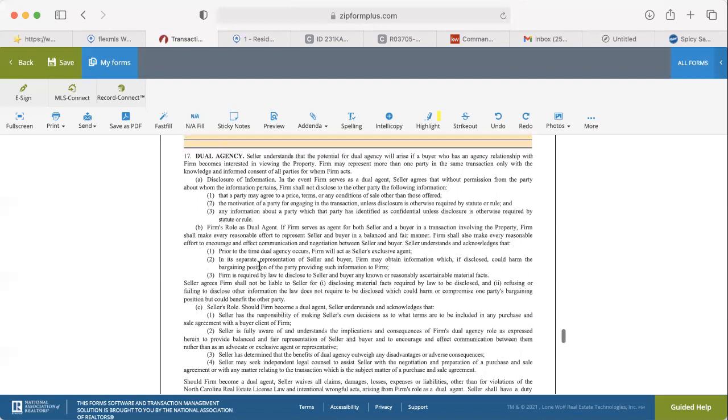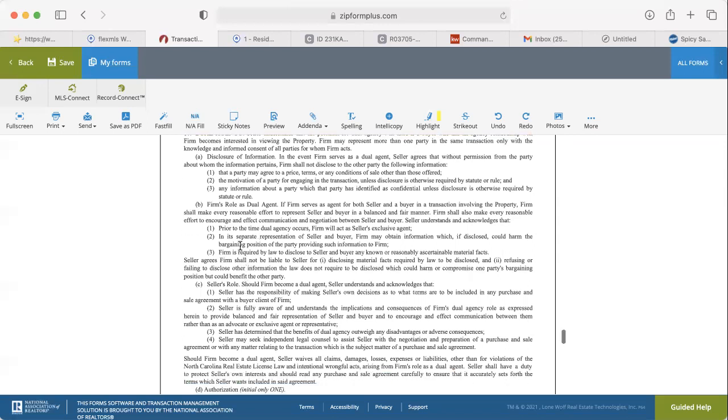Then 17 talks about dual agency. So dual agency means that the buyer's agent and the seller's agent, the listing agent, work for the same firm. It could be the same person. It could not be the same person. It just means that they work for the same firm.